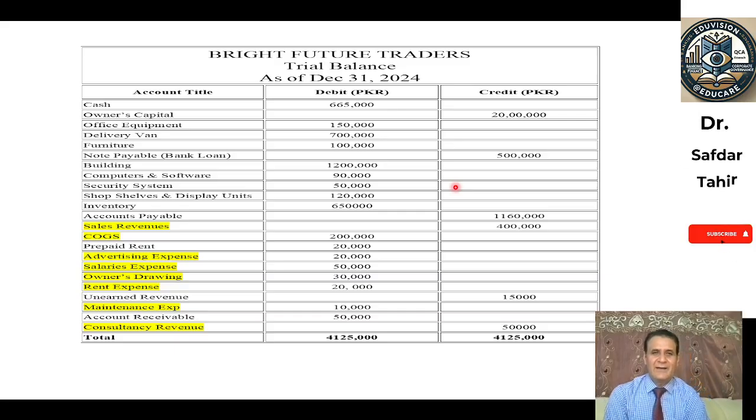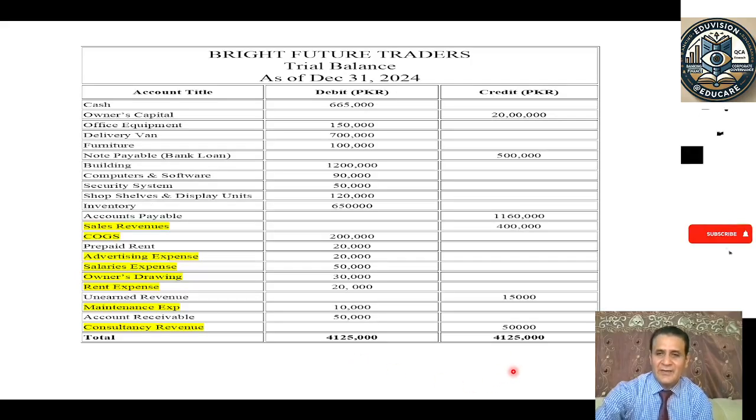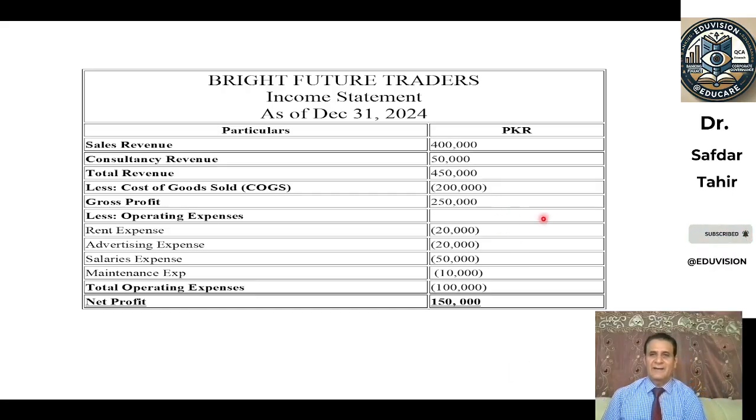So in this way, the trial balance will become this. After posting the adjusting entries, the trial balance increases. The debit balance is 41 lakh 25,000, and then you prepare the income statement again, because these entries are not incorporated in the previous income statement. Certainly there is a maintenance expense, and now the net profit is 1 lakh and 50,000.